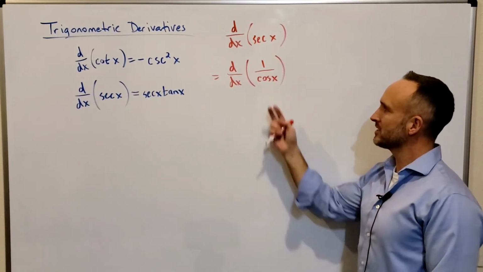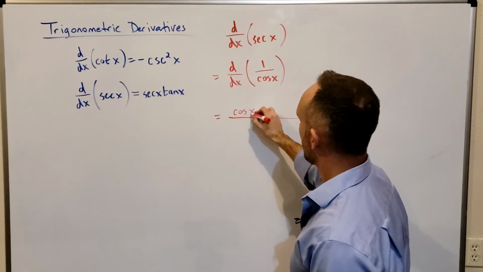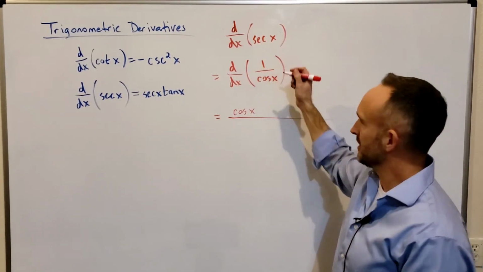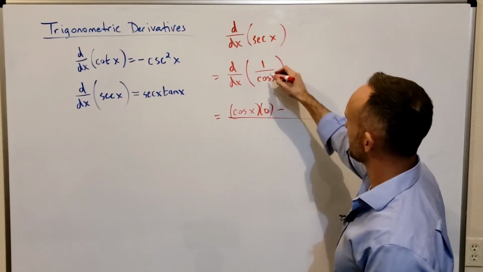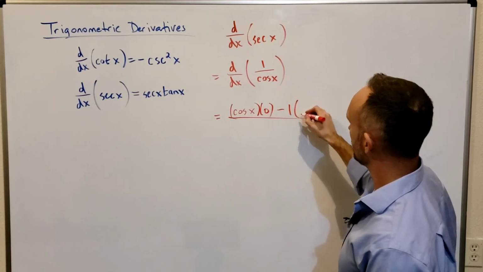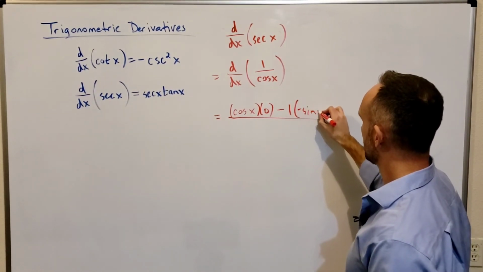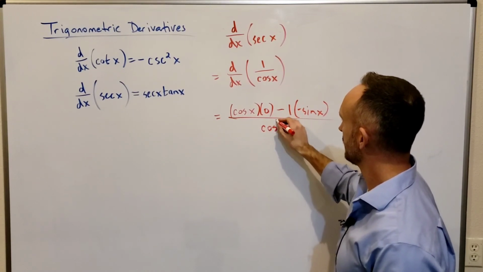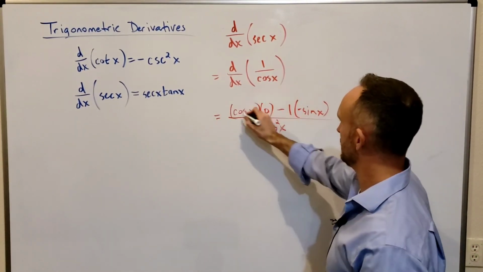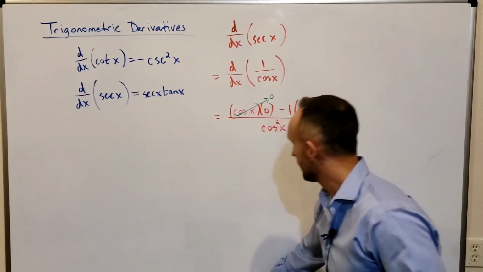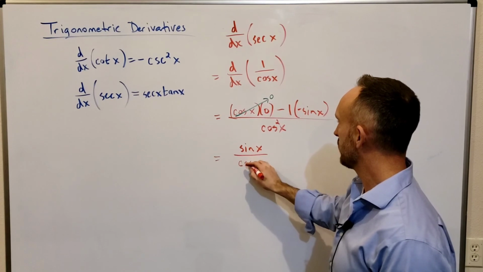Okay? And this quotient rule actually is a little bit easier than the one we just did. You do the bottom, cosine of x, times the derivative of the top. Well, 1 is a constant, so its derivative is 0. So cosine of x times 0 minus the top, 1, times the derivative of the bottom. Well, the derivative of cosine of x is negative sine x, and it's all over the bottom squared, so cosine squared x. Of course, cosine of x times 0 just turns into 0, right? No big deal there. And so what remains is we've got negative 1 times negative sine x, so that's positive sine x, over cosine squared of x.